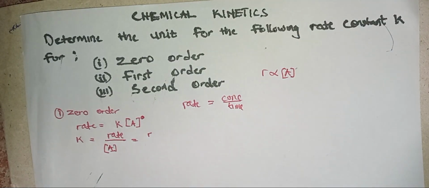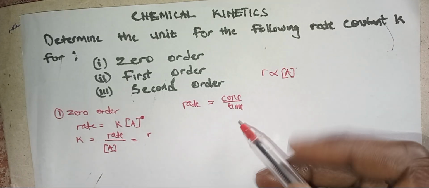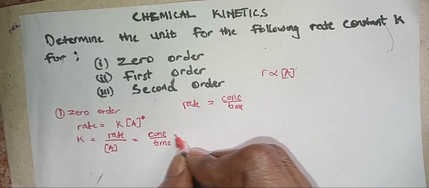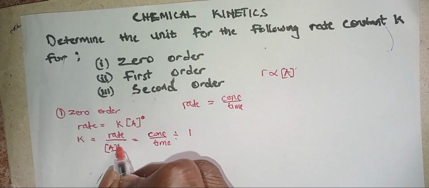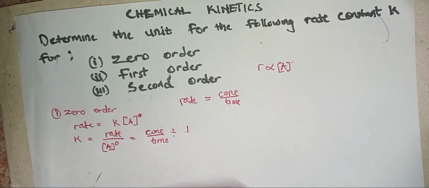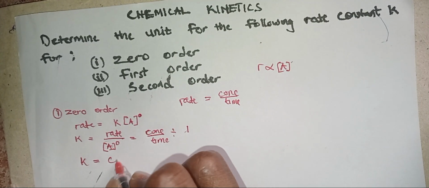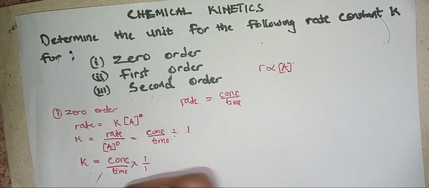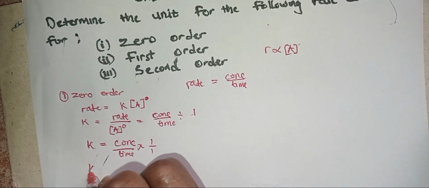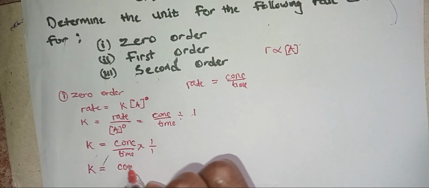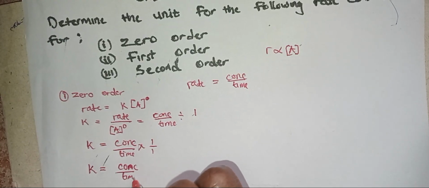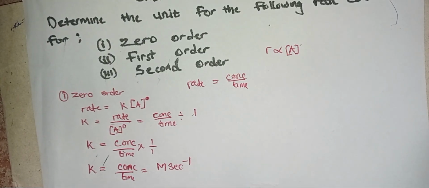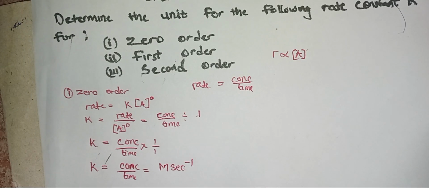That's the formula for calculating rates. Rate of reaction is concentration over time. So K will now be equal to concentration upon time divided by 1. This division, because anything to the power of 0 is going to give us 1. So we can write the equation as: K equal to concentration upon time multiplied by 1 all over 1, which is still going to be 1. So for this zero order, we have concentration upon time. So we can write the units. Concentration is in molar, per second. So this is the unit for the zero order.